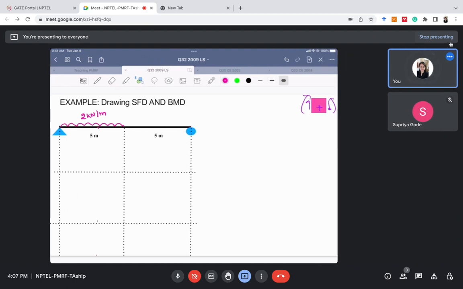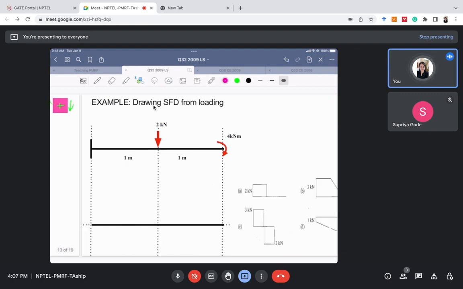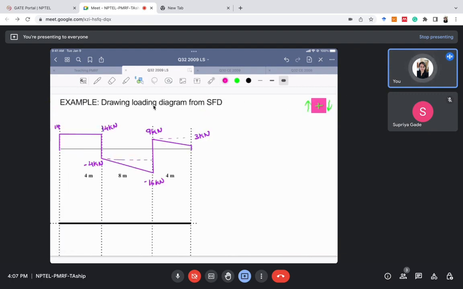In the last class, I taught how to make the shear force and bending moment diagram. I've covered a few points. In this class, I would like to continue that, plus I would like to tell how to make the loading diagram from the shear force diagram. Firstly, I'll quickly revise the things which I told in the last class.